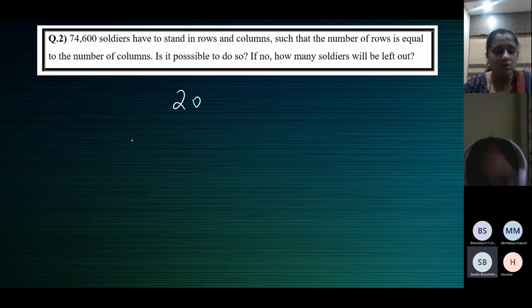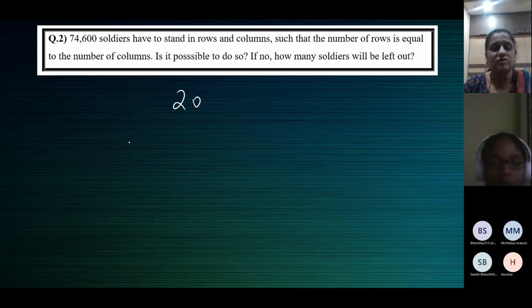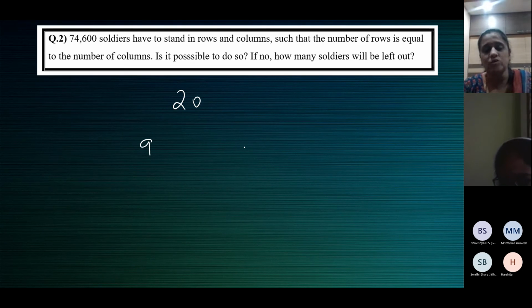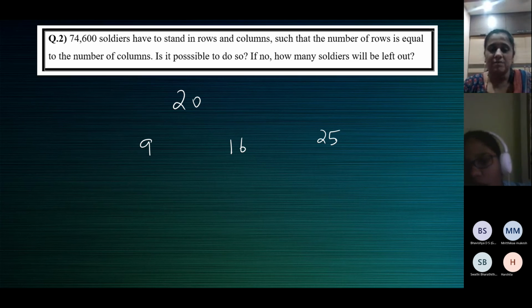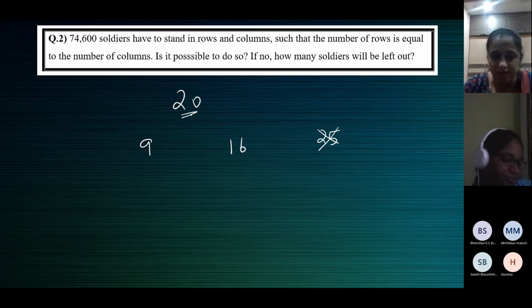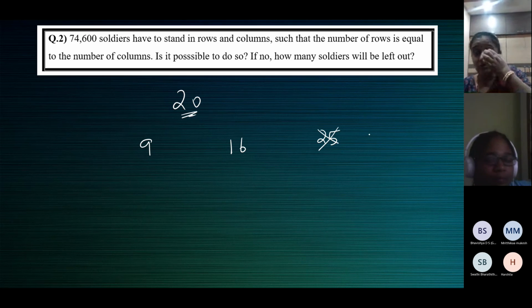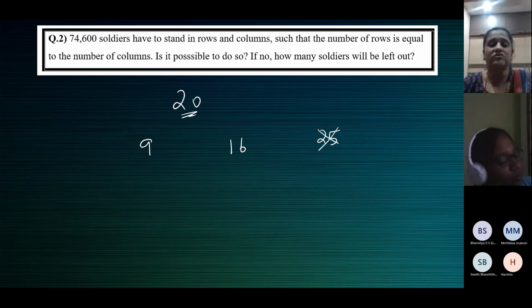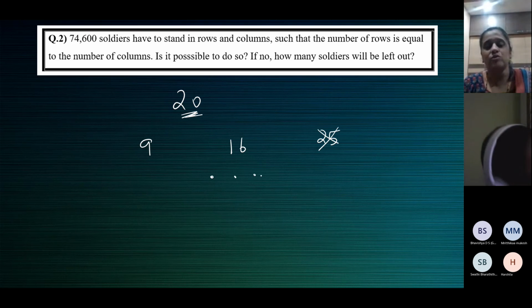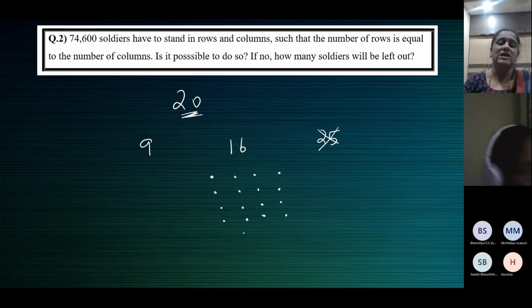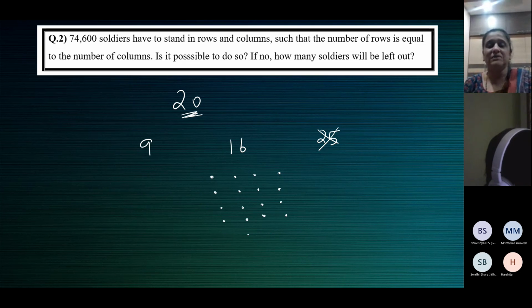No, ma'am, because you can make 3 rows, 3 columns, 9 soldiers; 4 rows, 4 columns, 16 soldiers; 5 rows, 5 columns, 25 soldiers. But 25 is not possible because there are only 20 soldiers. So you have to make 4 rows and 4 columns. When you make 4 rows and 4 columns, you can accommodate only 16 soldiers. So 4 soldiers will be left out.